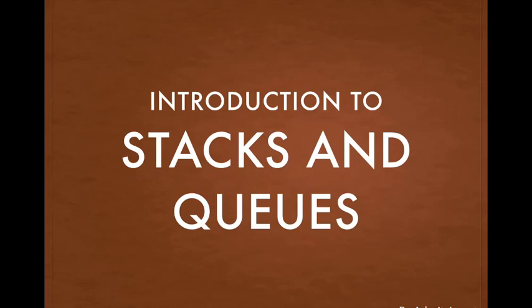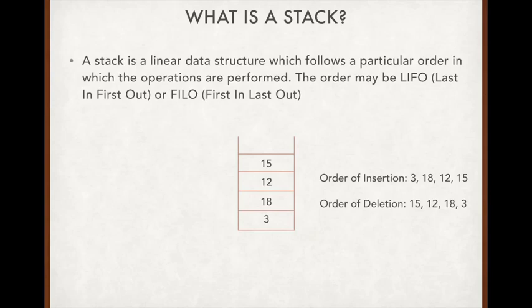So let's start by looking at what is a stack first. So what is a stack? A stack is a linear data structure which follows a particular order in which the operations are performed. Now the order may be LIFO, which is last in first out order, or FILO, which is first in last out order.